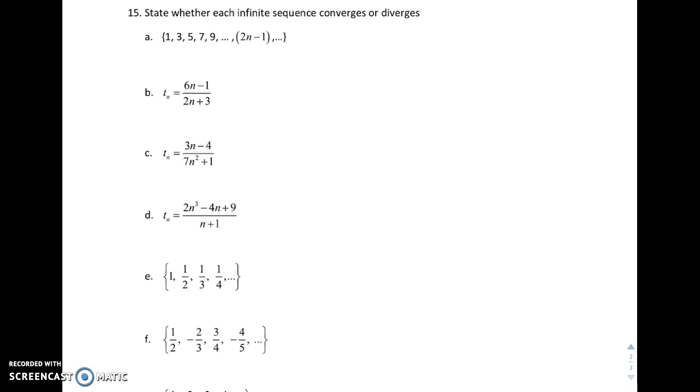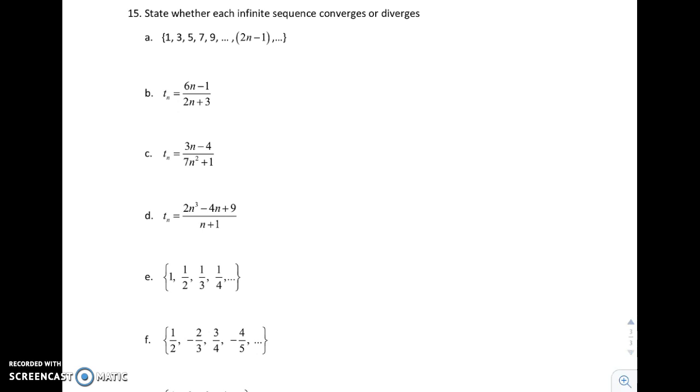We want to state whether each infinite sequence converges or diverges. So what that means is, do the sequences get closer and closer to a specific number? Usually that's going to occur when you have fractions going on. So in part A, if we keep adding new terms to our sequence, it's just going to go up to infinity forever because we're just going to keep putting bigger and bigger numbers in. So part A, this sequence diverges.